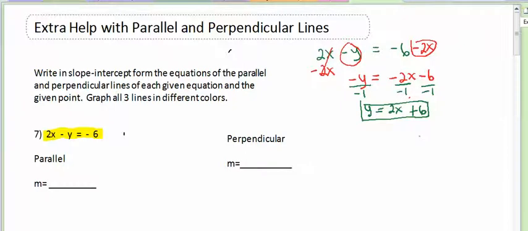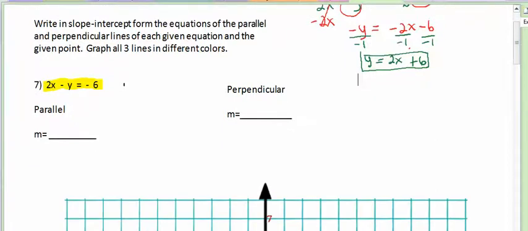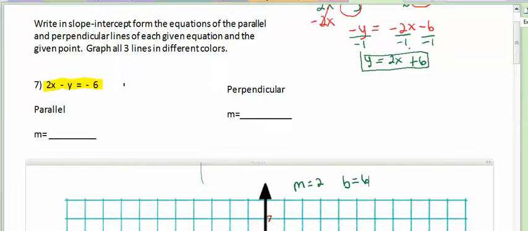My slope is 2. My y-intercept is 6. So I'm going to move down to my graph. I'm going to make a little note up here because I need to move down so I don't forget what I have. I'm going to use a green line here. My slope is 2. My b is 6.